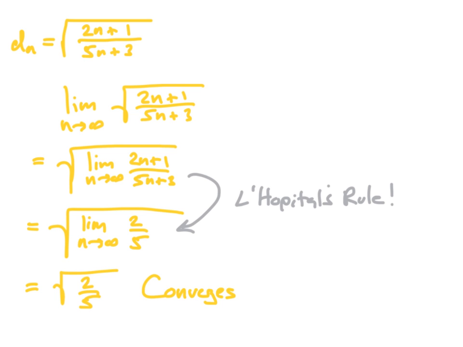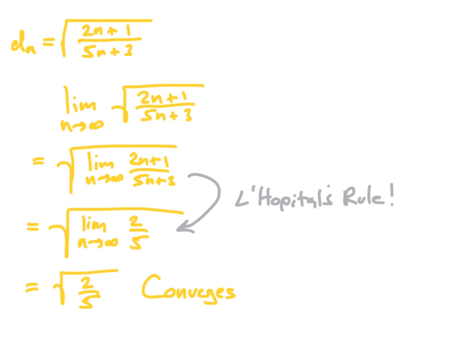We can rewrite this limit as n approaches infinity of d sub n as the square root of the limit as n approaches infinity of (2n plus 1) over (5n plus 3). We can then take the limit of this simpler sequence. We could either multiply and divide by 1 over n and use limit laws, or in this case it's quite simple to use L'Hopital's rule.